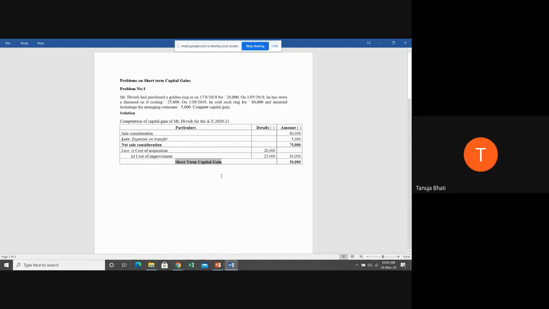Now we have not seen the deduction part. When we see the deduction part, we will take the answer further, that is, less deductions, you will get taxable short-term capital gain. For now, we are covering sums only relating to the lecture covered today. Now students, tell me why indexation is not used for this particular sum?